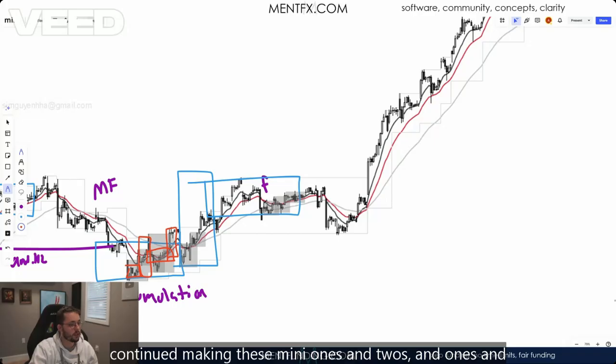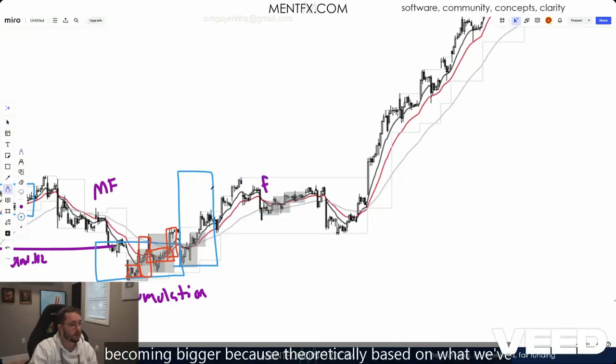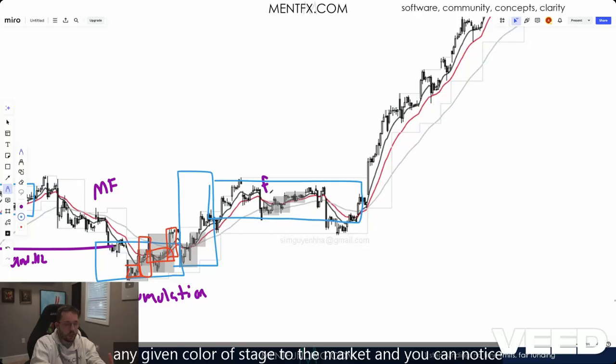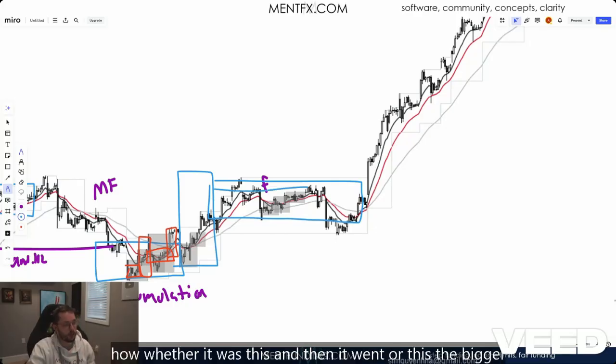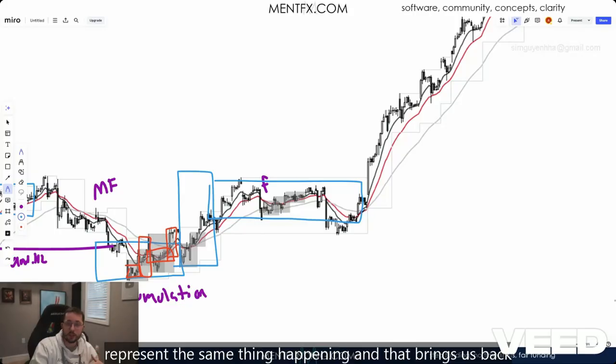It continued making these mini ones and twos and ones and twos, and those are those MBs that we tried to trade, but then price failed lower. So at that point, what's actually happening is that blue stage one is likely just becoming bigger, because theoretically, based on what we've already learned so far, there's a general stage delivery of any given color of stage to the market. And you can notice how whether it was this and then it went, or this, the bigger one, and then it went, either one still works because both represent the same thing happening.